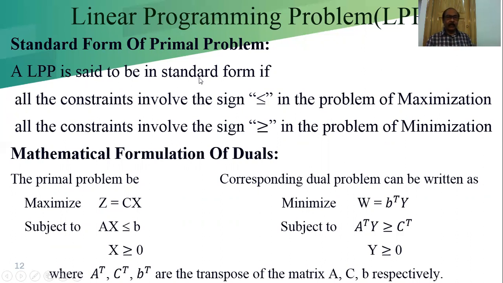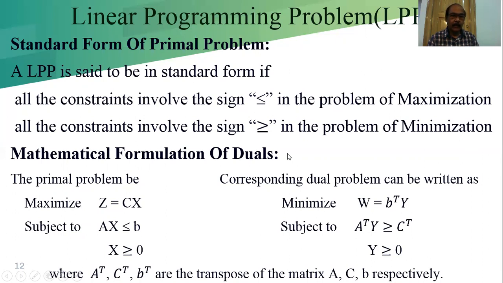That is not actually the standard form. Standard form is when we introduce slack or surplus variables and convert the inequations to equations. But in this case, it does not mean that; it means the canonical form. Or when the constraints involve the greater than or equal to sign, that is the minimization problem.